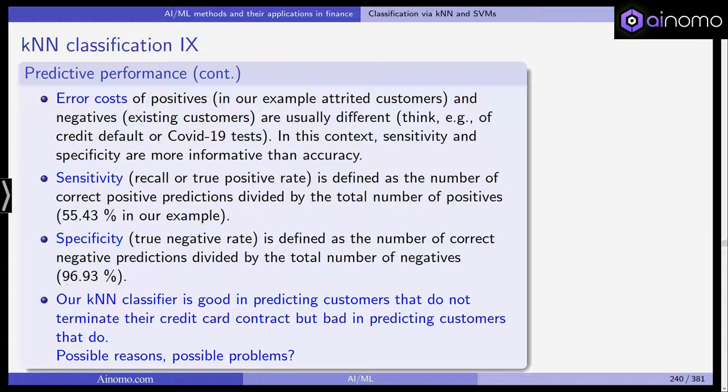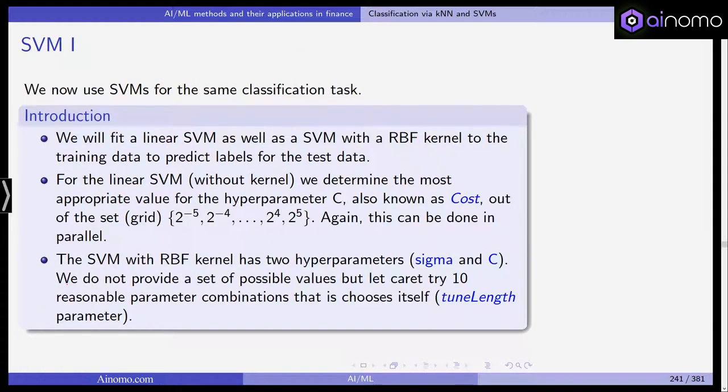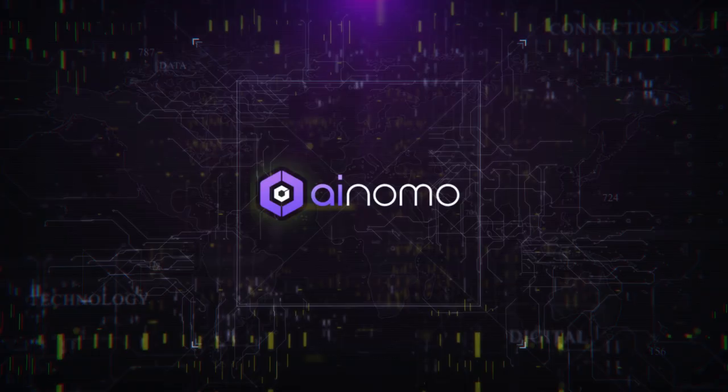And what is the possible reason? What's the problem here? If you remember, we have a highly unbalanced data sample. Only few terminations, a lot of customers who stay with us, so it's quite difficult, based on this data sample, to achieve a higher sensitivity. That's the reason. Okay, so this is the example of the K nearest neighbor classifier, and in the next video, we'll look at the support vector machines.